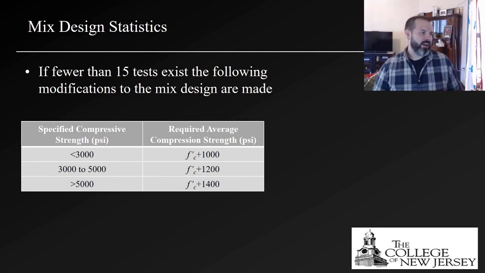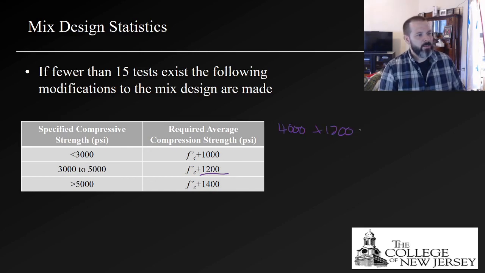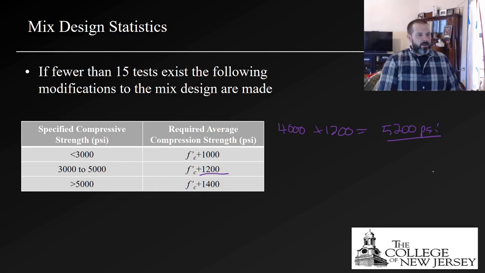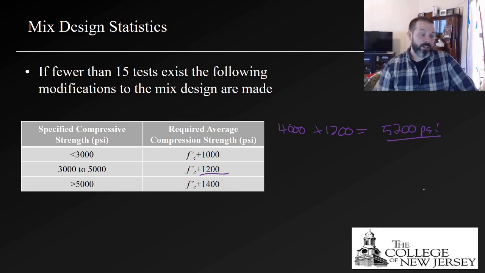But you're going to say, all right, I need a 4,000 PSI concrete mix. So instead of actually designing a 4,000 PSI concrete mix, I'm going to add 1,200 PSI. So now you do your 4,000 PSI mix plus your 1,200 PSI, and you're going to just design for 5,200 PSI. Now, you're going to go through your whole mix design for 5,200 PSI, and you can generally say this is a 4,000 PSI concrete mix.